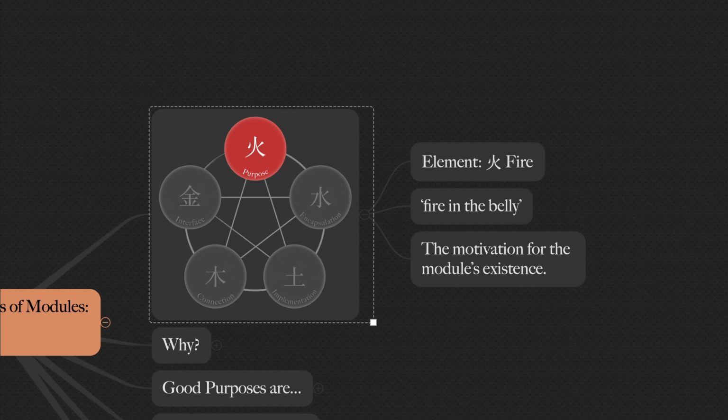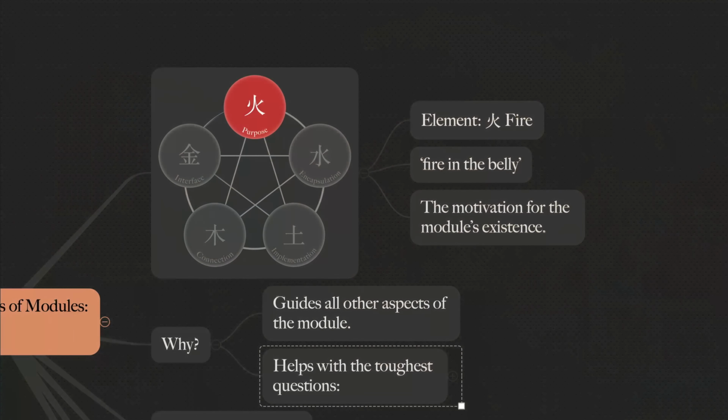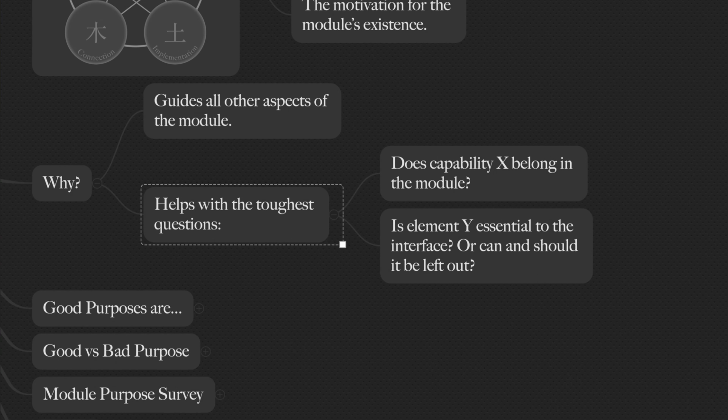All right, so why purpose? Why is purpose an essential element? The main thing is that well-defined purpose is going to guide all the other aspects of your modular design. It is going to help you to answer all of the questions down the road. And most importantly, there's 2 big questions. The question of, should something be inside the module or not inside the module? And what is the bare minimum essential interface necessary to make this module function?